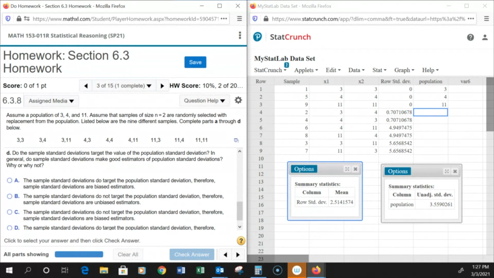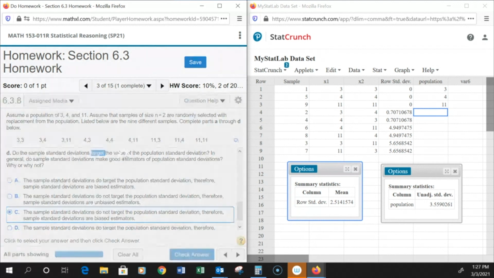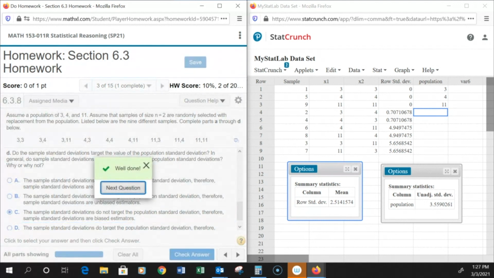So do the standard deviations of the sample target the value of the standard deviation of the population? And you look and you say, no. Yeah, but is it exactly twice or exactly half, or is it exact? No, they're just really different numbers. So that makes them biased. They do not target. Therefore, they are biased. They always come off wrong. That's what bias means in statistics.